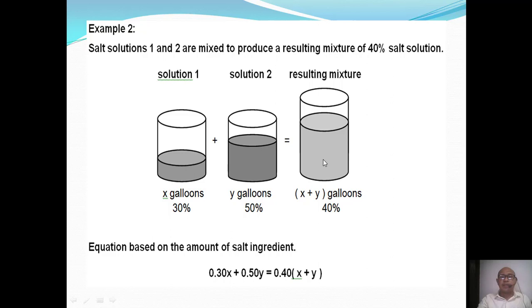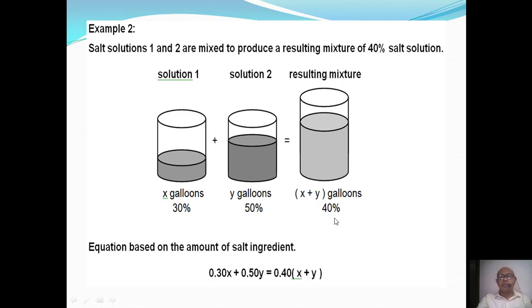Let us say solution 1 has an amount of X gallons and the concentration is 30% salt, and solution 2 is Y gallons and the concentration is 50% salt. When you mix these to obtain the resulting mixture, the amount is X plus Y gallons. And let us say the concentration here is 40%.